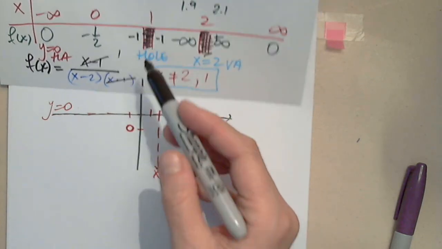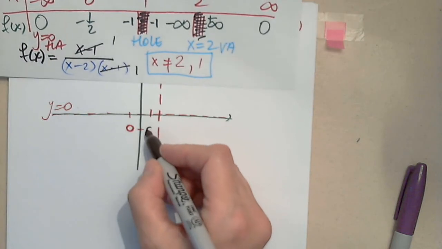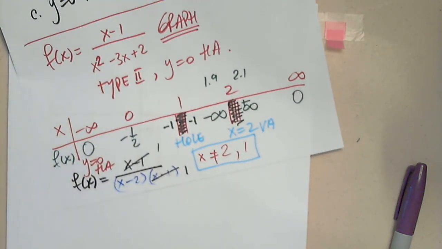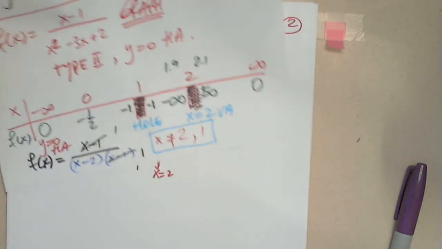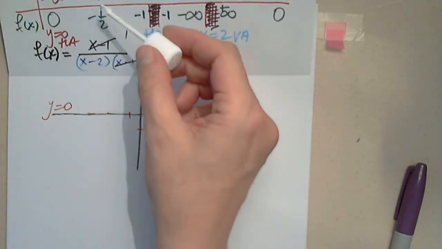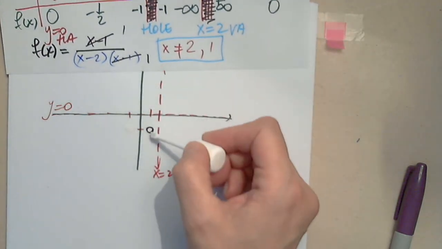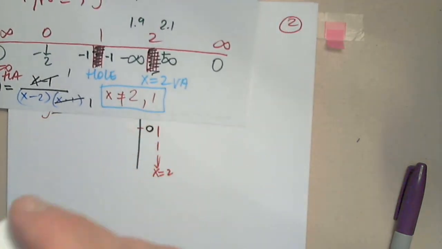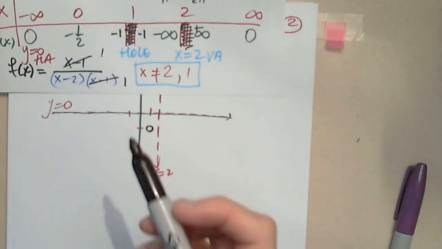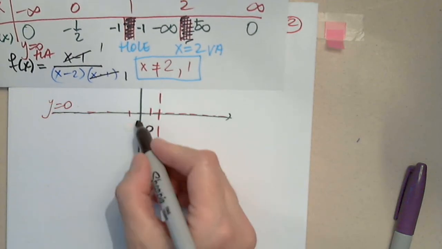Oh, sorry. I put it on the left-hand side instead of the right-hand side of the y-axis. Sorry. Please correct that. It is 1, negative 1, not negative 1, negative 1. Okay. So then I have 0, negative 1/2.